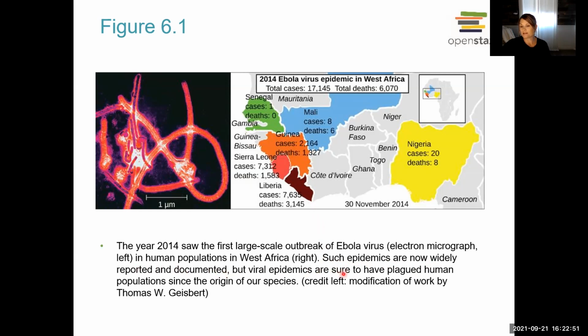Such epidemics or pandemics like COVID are now widely reported and documented. But viral epidemics are sure to have plagued human populations since the origin of our species. So these things have been around since we have, and before. We're just getting better and better at documenting that and figuring out where it came from.